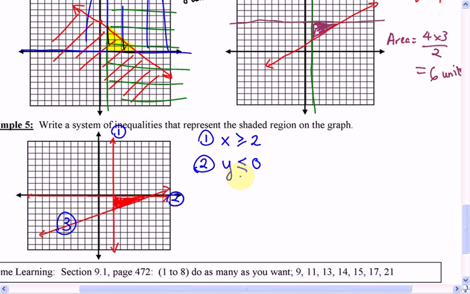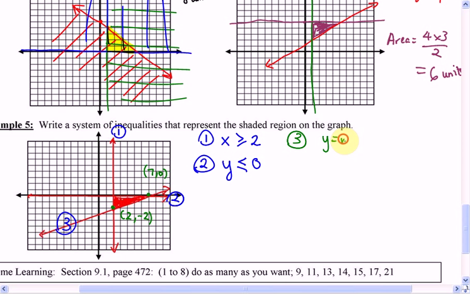The hardest one is the slanted line. First of all, we have to find the equation of the slanted line. I've got to find 2 points to find the equation. How about this point right here, 2 comma negative 2? How about this one right here? That's 3, 4, 5, 6, 7, I guess. Yep, 7 comma 0.